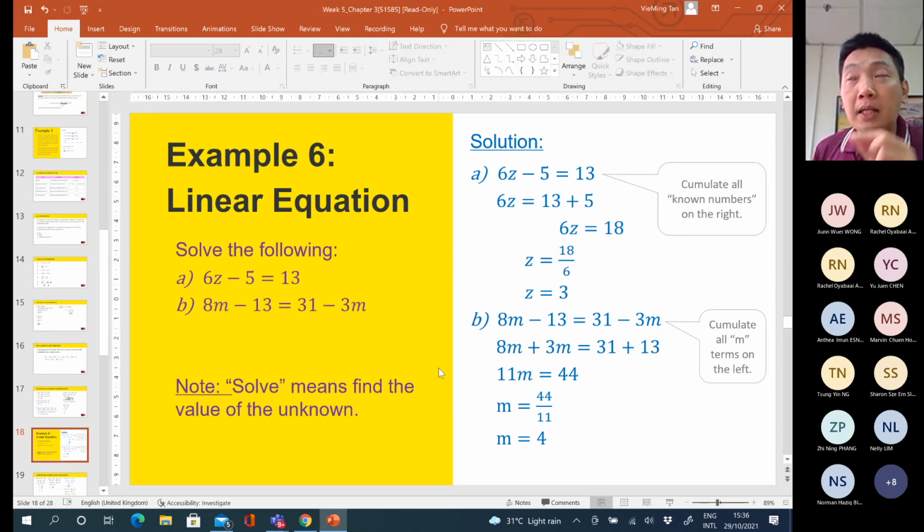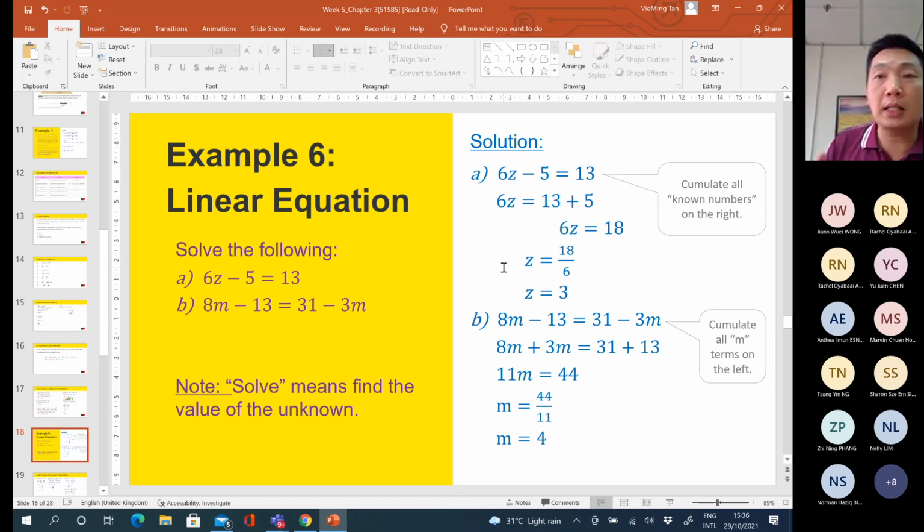If power 1, that means this unknown variable has only one value, it cannot be more than 1, because power 1 only. So let's check how to solve the problem. For A, 6z minus 5 equals 13. You are asked to calculate the z value.